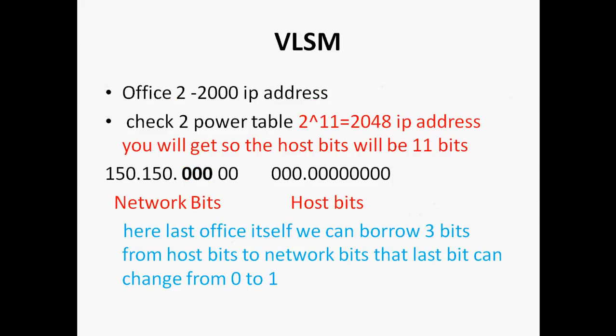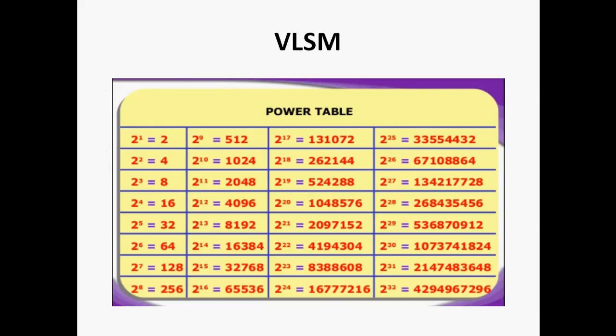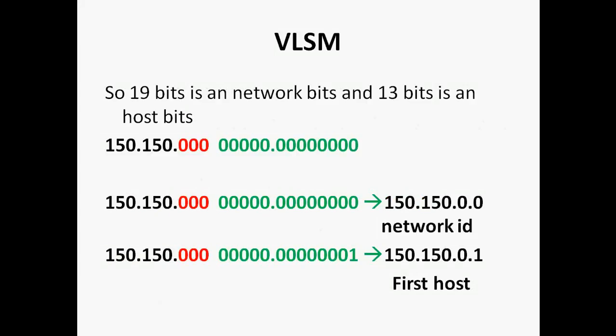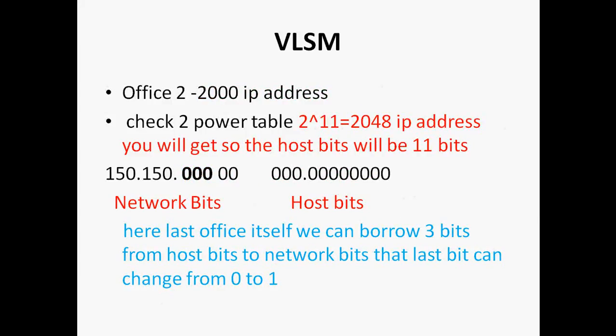Next you can find out the network ID, first host, last host and broadcast IP for office 2. In office 2 my requirement is 2000 IP addresses. So for 2000 IP addresses, check the 2 power table. 2 power 10 you are getting 1024. 2 power 11 you will get 2048. So here 11 bits should be host bits for office 2 to satisfy the condition. So 2 power 11 you will get 2048 IP addresses.